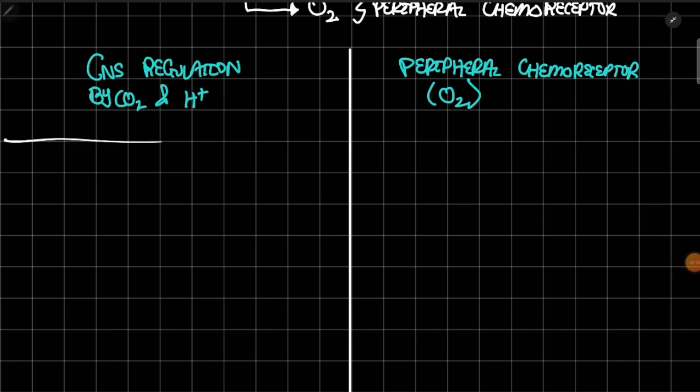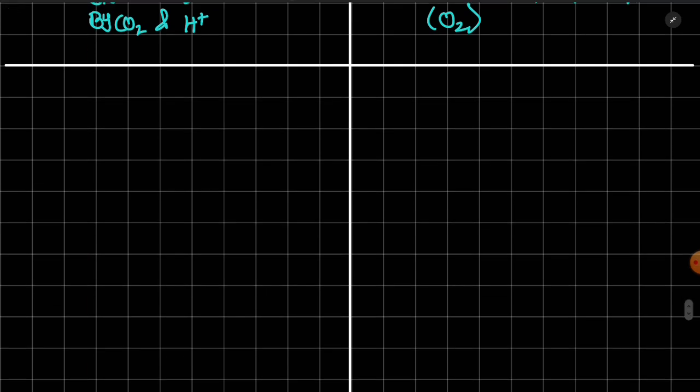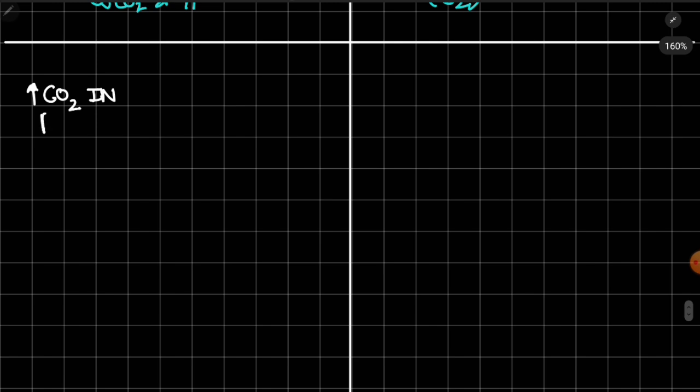So starting with the central CNS regulation by CO2 and H plus. Remember, if there is increased ventilation, the O2 is less than CO2 in the blood. So let's take a condition: at first, increase in CO2 in blood.